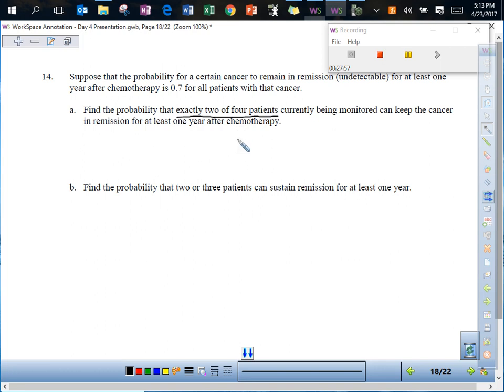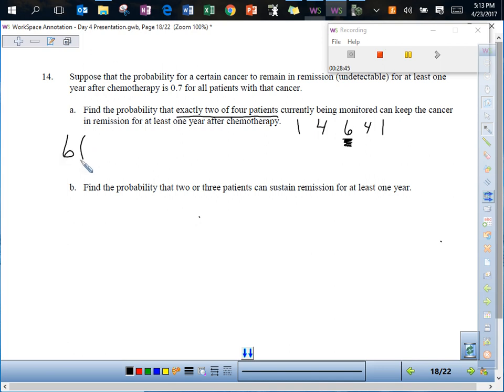So guys, we're talking about 4 people. So go to row 4 on your note card. The coefficients happen to be 1, 4, 6, 4, 1. This would mean there's 1 way for all of them, 4 ways for 3 of them, 6 ways for 2, 4 ways for 1, 1 way for none. So we want to look at exactly 2. So I'm going to have a 6 in my coefficient.